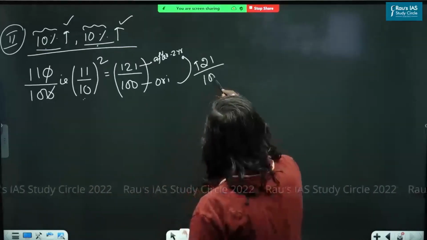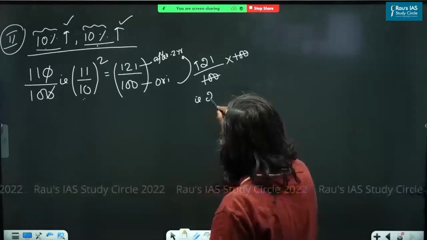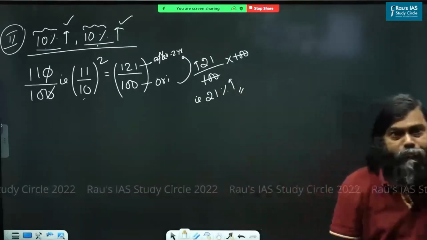From where? The original, that is 100. Percentage means multiply by 100. That means 21% net increase. Are you understood or not understood?